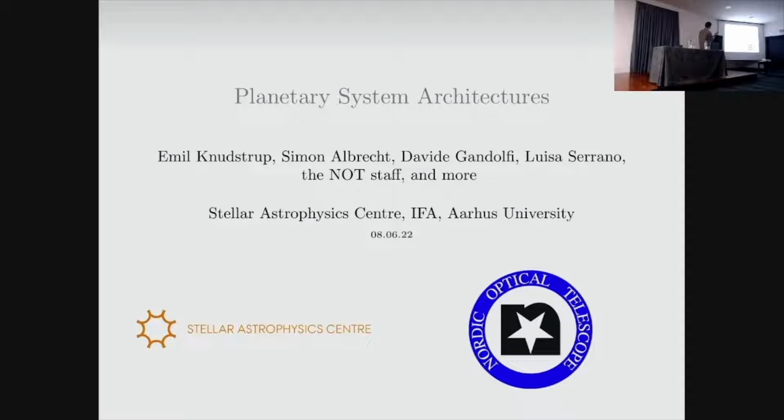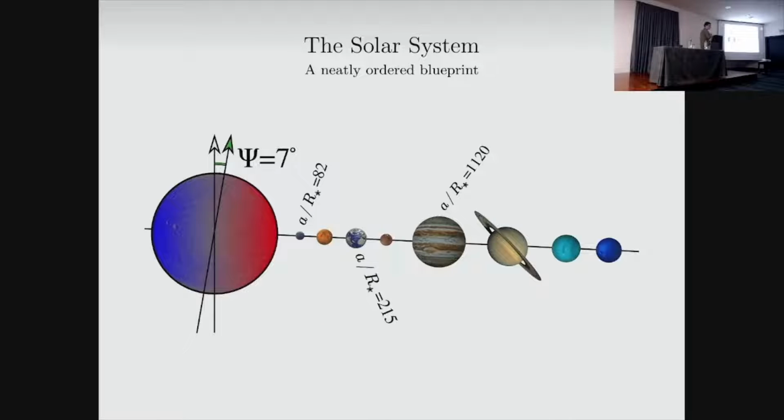But planetary system architectures, the most familiar architecture is of course the solar system here. And up until 30 years ago, this was the only planetary system that we knew of. So this formed the blueprint for how we thought planets would form and evolve.